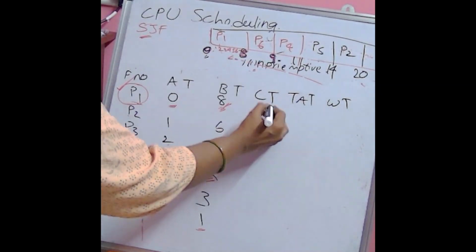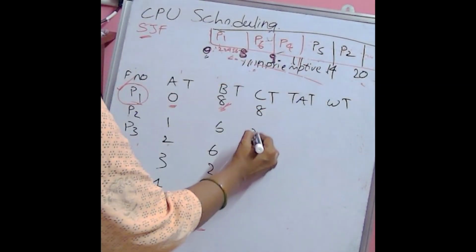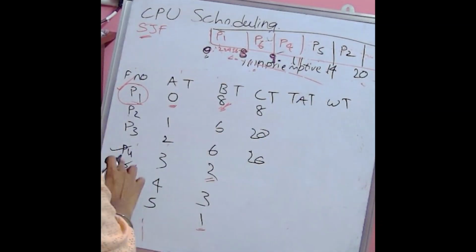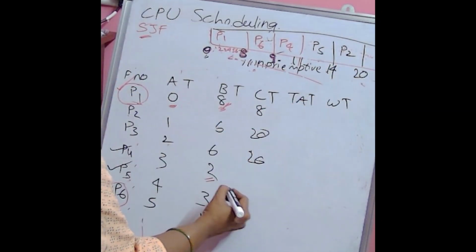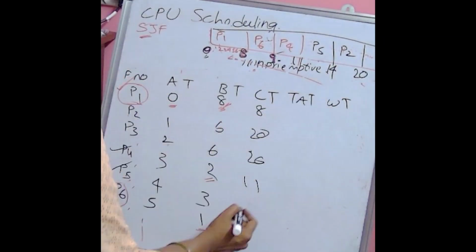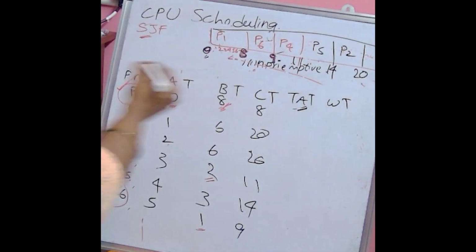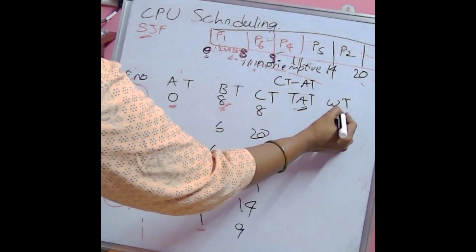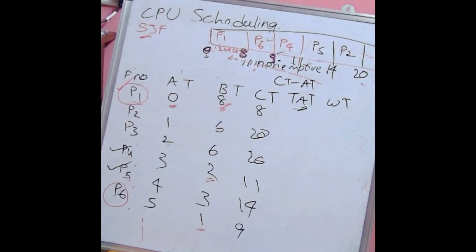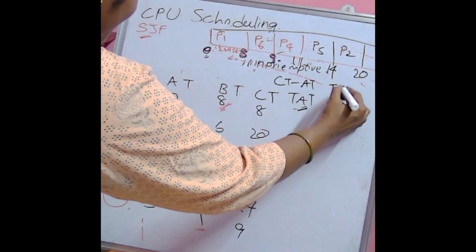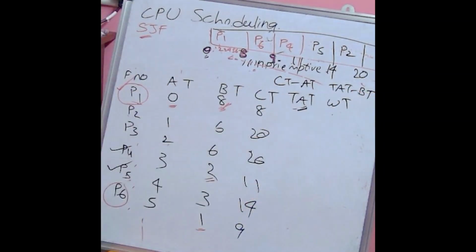P1 completion time is 8, P2 completion time is 20, P3 completion time is 26, P4 completion time is 11, P5 completion time is 14, P6 completion time is 9. To know how much time it spends in the system to complete the program execution, the formula is TAT equals CT minus AT. And waiting time is WT equals TAT minus BT. These are the formulas to calculate waiting time and turnaround time.